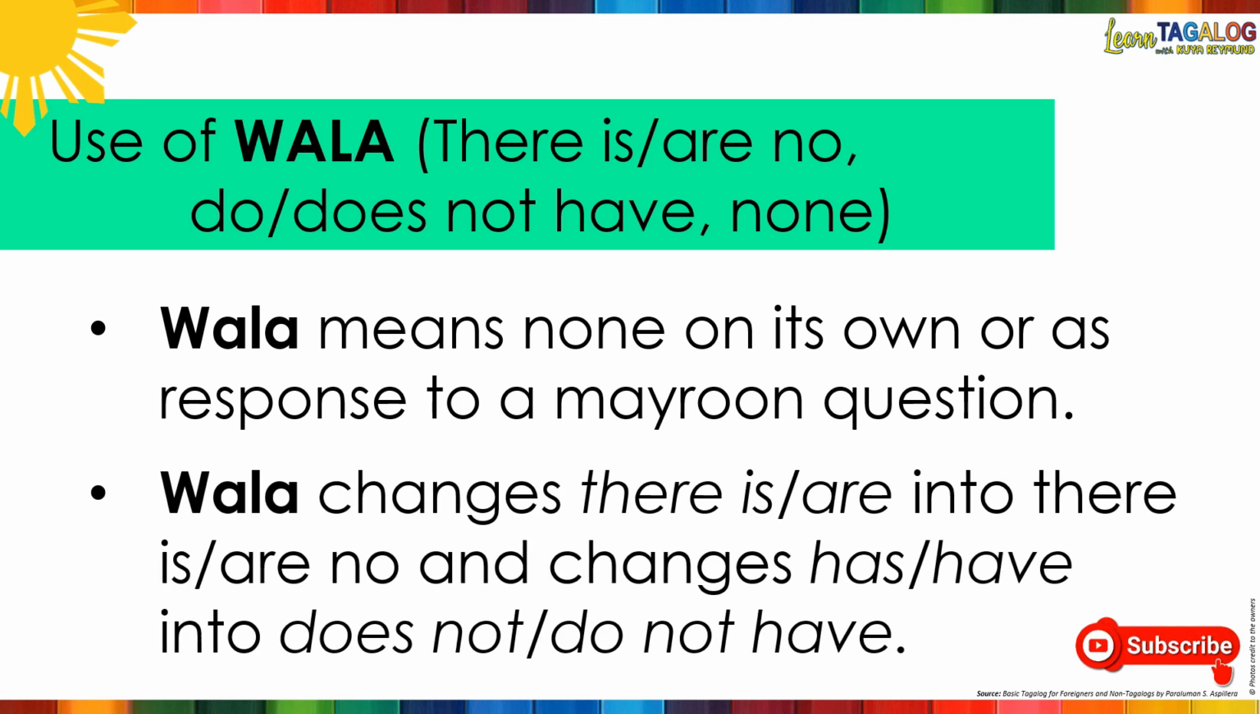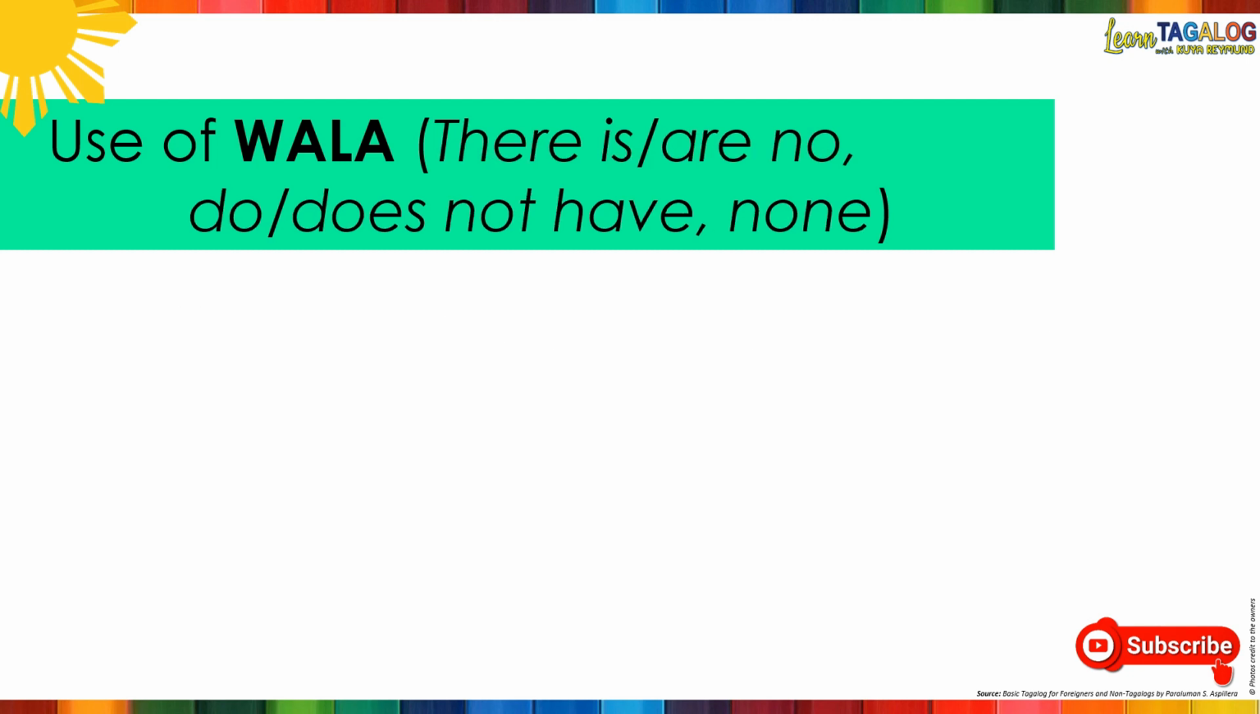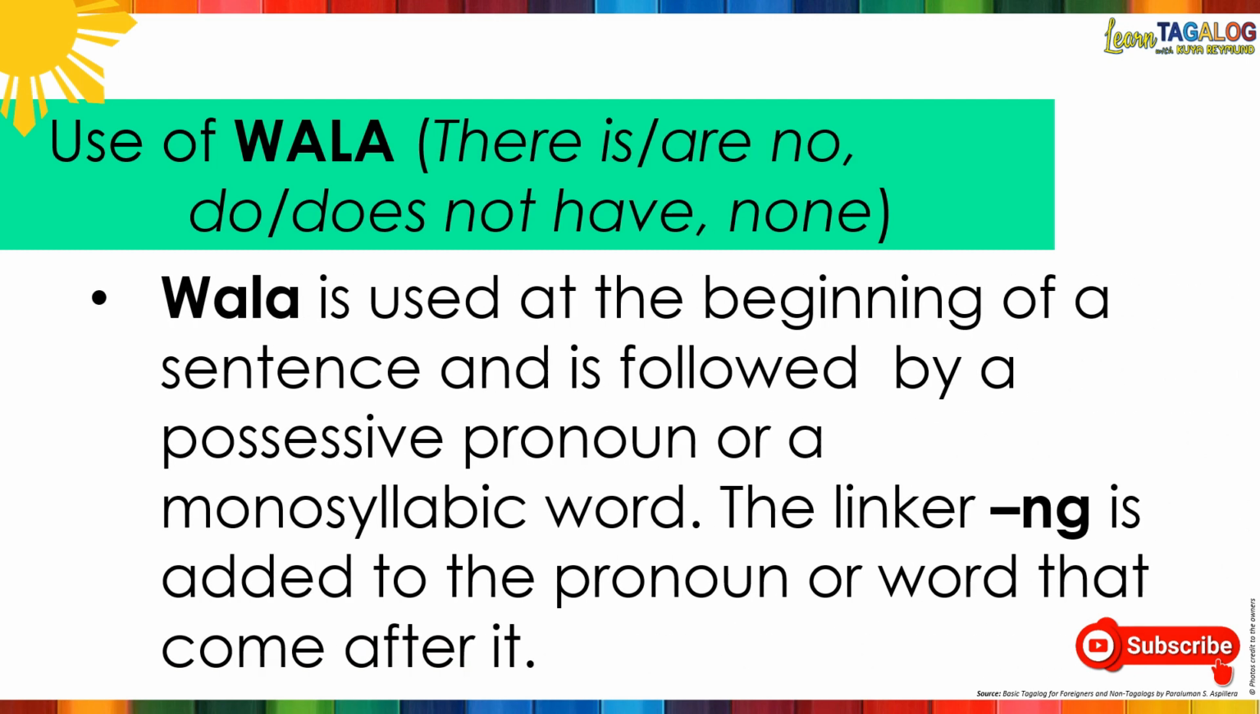Okay, another thing is that wala changes there is or there are into there is or there are no, and it changes has or have into does not have or do not have. Okay, that is the function of the word wala. Wala is used at the beginning of a sentence and is followed by a possessive pronoun or a monosyllabic word. So our linker ng is added to the pronoun or word that comes after it.